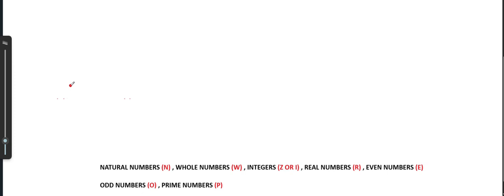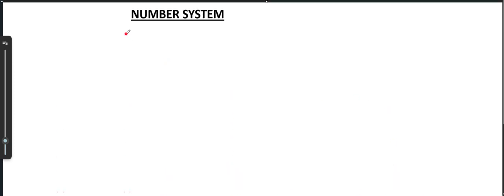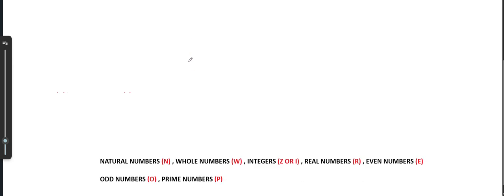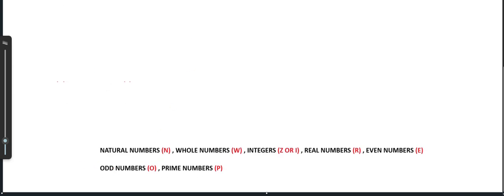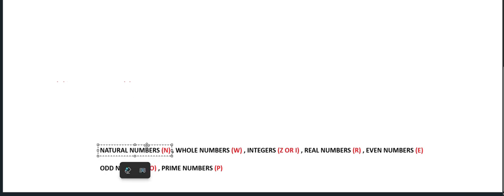Today I'm going to talk about the number system. The number system includes natural numbers, whole numbers, integers, real numbers, even natural numbers, odd natural numbers, and prime numbers. I'm going to talk individually about each of these numbers and what they mean in particular. So let's get started with the natural numbers.